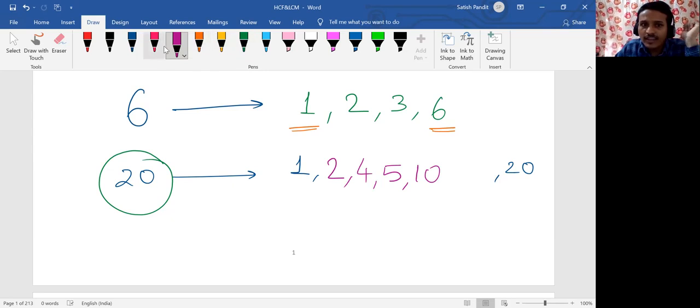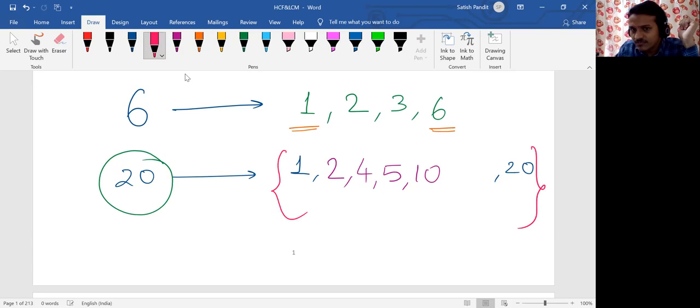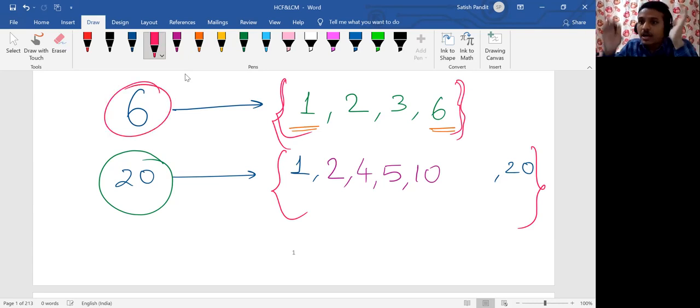So you see, you find a set of numbers, right? Factors are a collection of numbers. So for a number for which you are finding factors, the factors are a set of numbers which can divide the given number completely without leaving a remainder.